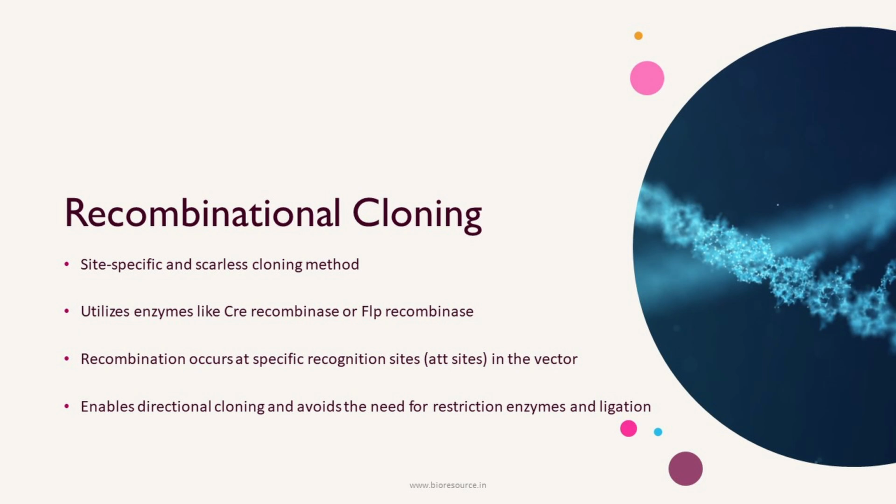Recombinational cloning offers several advantages, including directional cloning, elimination of the need for restriction enzymes and ligation, and generation of scarless vectors without any unwanted sequence introduced during the cloning. So there is no restriction, fragmentation or DNA ligation happening in this. So this actually happens through the recombination.